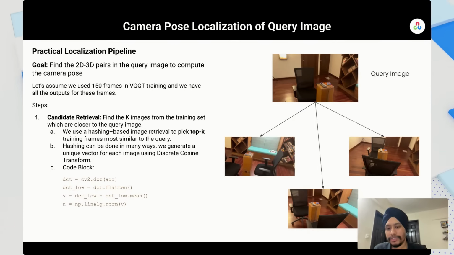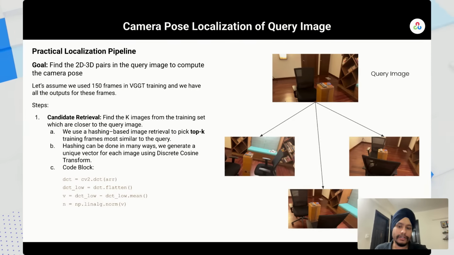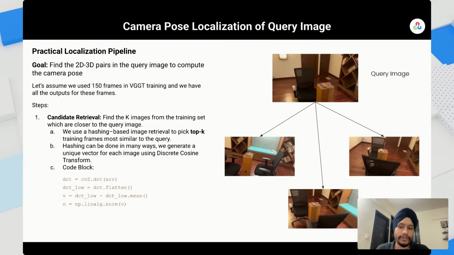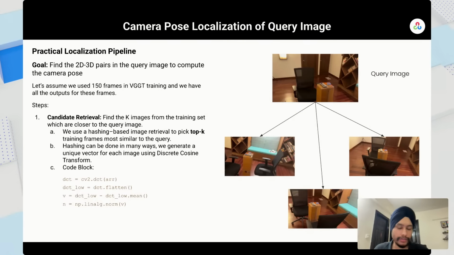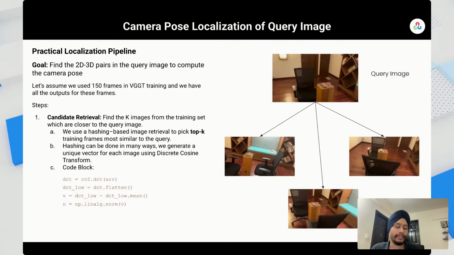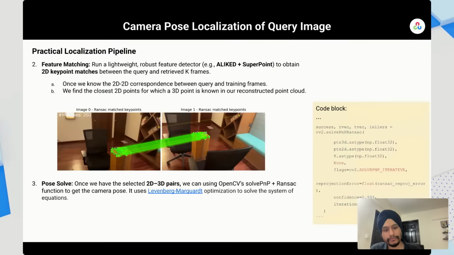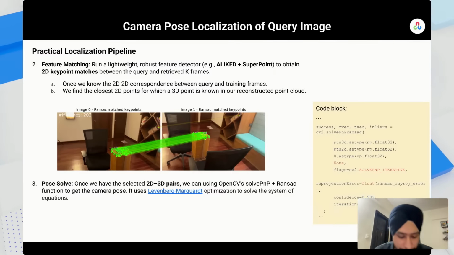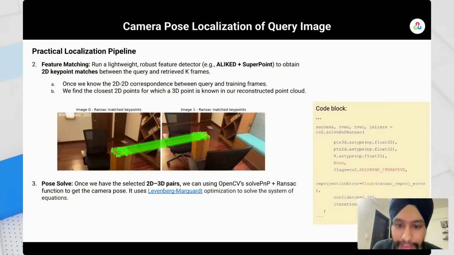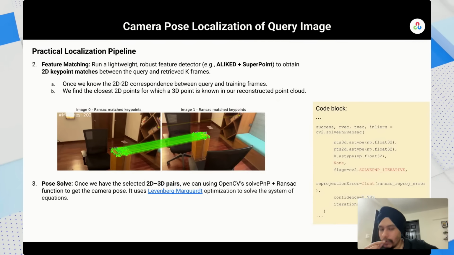Then when a query image comes, I quickly compute this DCT vector, then compute the cosine distances, and retrieve the top K. The K could be 3, it could be 5, it depends on the application and the environment that you are deploying it on. So that's the first step. The output of the first step is basically 3 frames from the training set that are very similar, or that will definitely have matches to our query image.